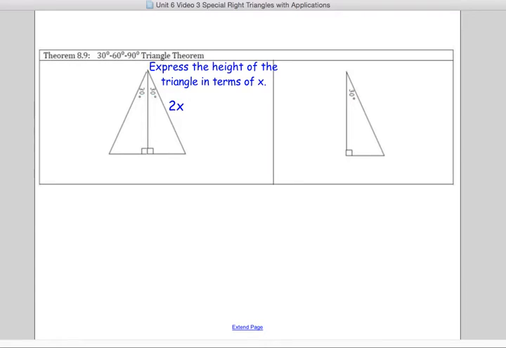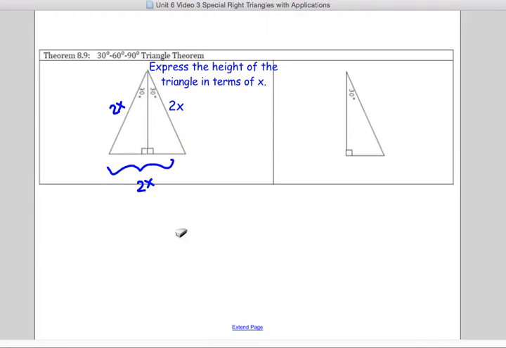Okay. The way that this one works is that if I look at an equilateral triangle, all the sides are the same. So if I'm labeling this side 2x, then this side's 2x, and this side is 2x. I can break it apart, because these were all 60-degree angles. If I break it in half, I have a 90, this is a 60, and then 60 divided by 2 will give me a 30-degree angle.